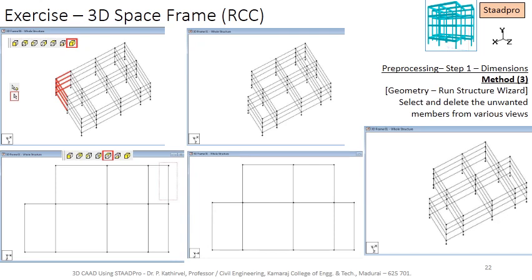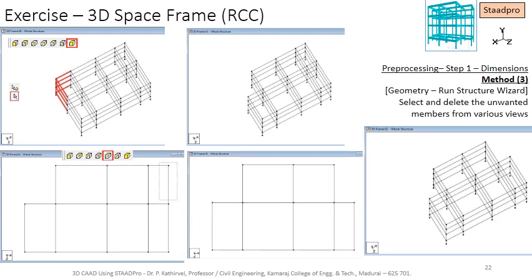Go to the top view and you need to delete the top extreme right columns and the beams connected to it. So using the beam cursor, make a cross select and go to the isometric view and check whether the selection is right. Right click, delete. You can see those members have also been deleted. And once you go to the isometric view, you can see the final frame, which is the required model.